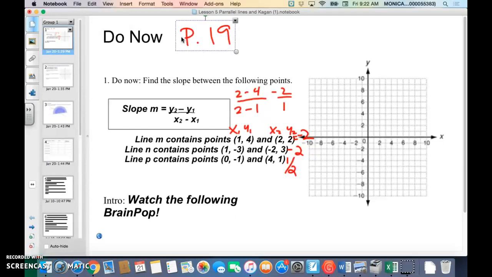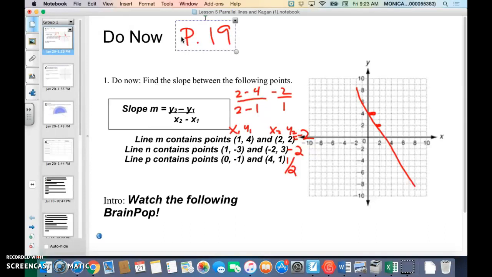So let's go ahead and look at how these lines are related. The first thing I'm going to do is graph line M. I'm going to graph 1, 4, and 2, 2, right here, and then I'm going to draw my line. Of course, this is not working so good. And then I'm going to do the same thing with the second line.